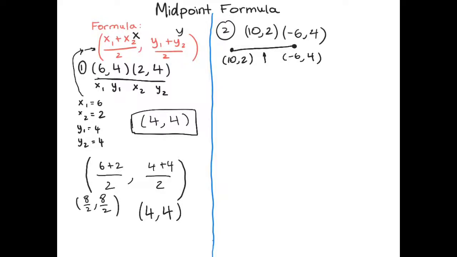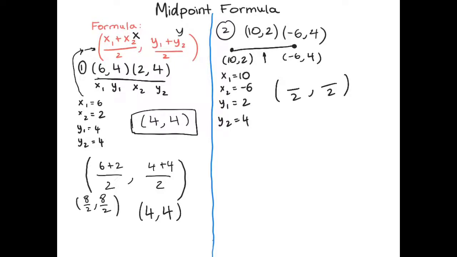Now we'll simply give each number its x1, x2, y1, or y2. We've got x1 equals 10. Our x2 is equal to negative 6. We've got y1 equal to 2, and y2 equal to 4. Now just plug it in. We'll create our coordinates.